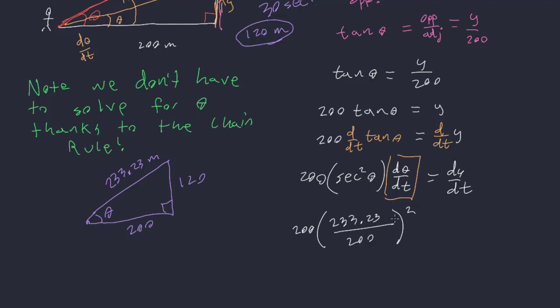Now, what's interesting here is how the units are going to interact with one another. Notice that these two values here are meters, which are going to cancel. So we won't have any units here. However, this 200, if we go all the way back to here, this would be y meters, 200 meters. So this 200 is the thing that's in meters here. And we have d theta dt. And then dy dt was 4 meters per second.